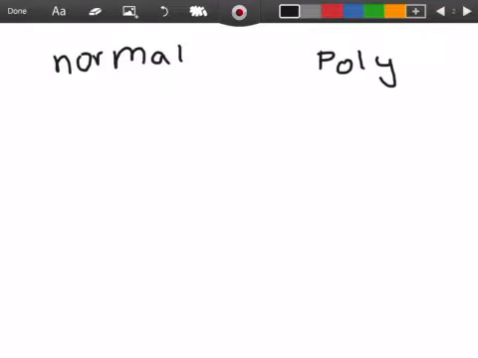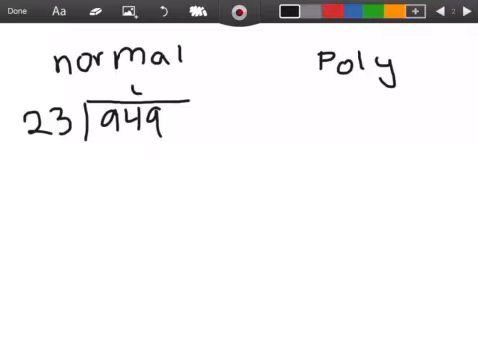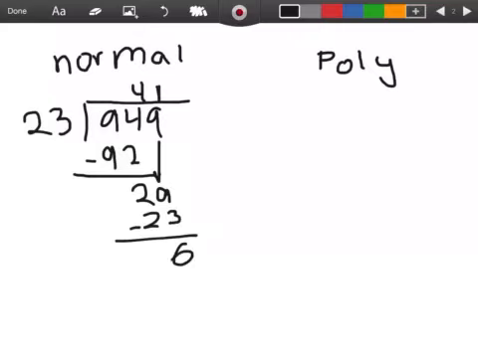So polynomial long division is basically like, say we have 23 divided into 949, and you would do it normally. So this would equal 4, and you would do 92, subtract, and you'd bring down this number, and then you'd basically do it normally. And so then you would get 41 with a remainder of 6. So the answer would be 41 and 6 over 23, or plus, whichever one.